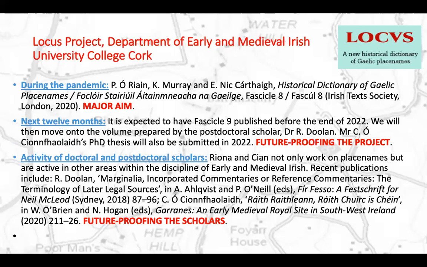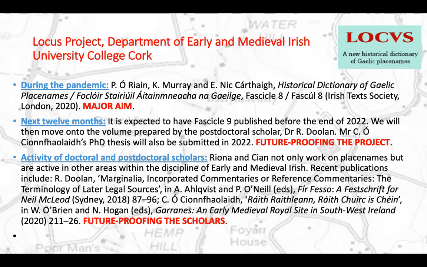Now, the important thing, I suppose, is we're talking here tonight about what's happening during the pandemic and how we're coping. The important thing for us is that during the pandemic, we managed to get out our next volume of the Historical Dictionary. So that's Padraig, myself, and Emma's Historical Dictionary of Gaelic Place Names, Fascicle 8. And this was our major aim. And we did this by sustaining ourselves by doing our meetings through Microsoft Teams online and doing a lot of our research online. But I'll explain in a moment that while there was great benefit in that, there were also problems in actually bringing some things to a successful conclusion.